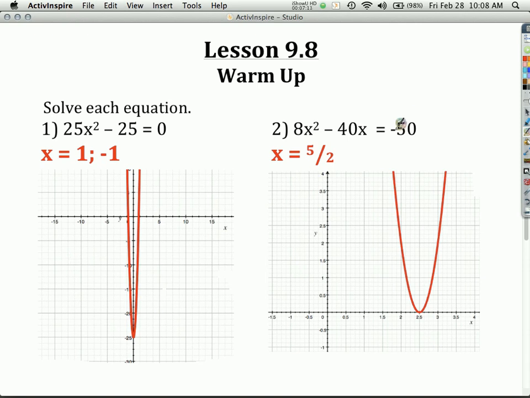Now, after we get the 50 over to the left-hand side and take out a common factor, what do we end up with in number 2? I see Feng cheating a little bit. Go ahead, Feng. Not a square of a binomial, no. Danielle? It's a perfect square trinomial.